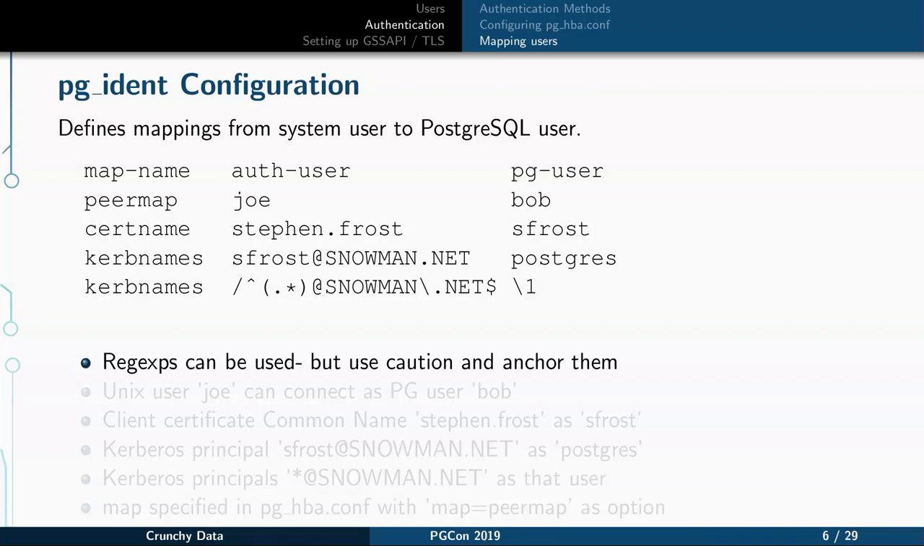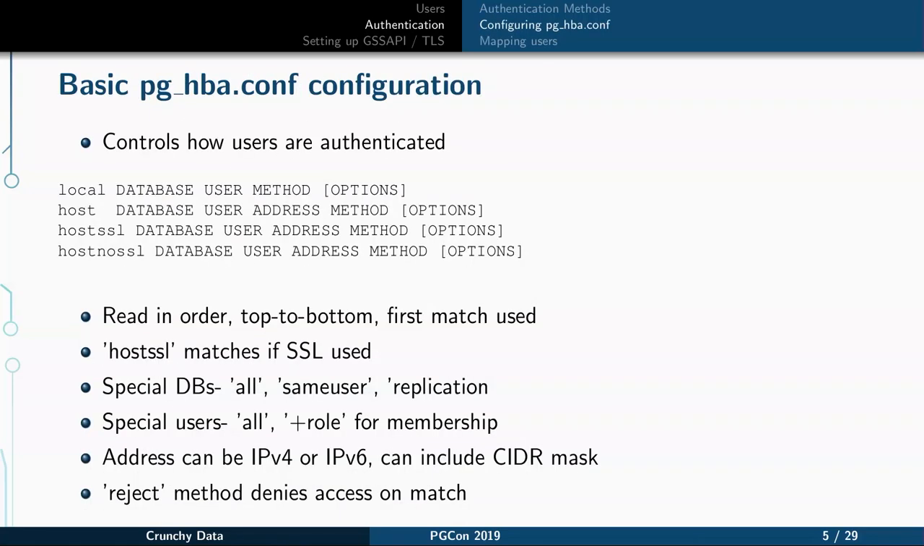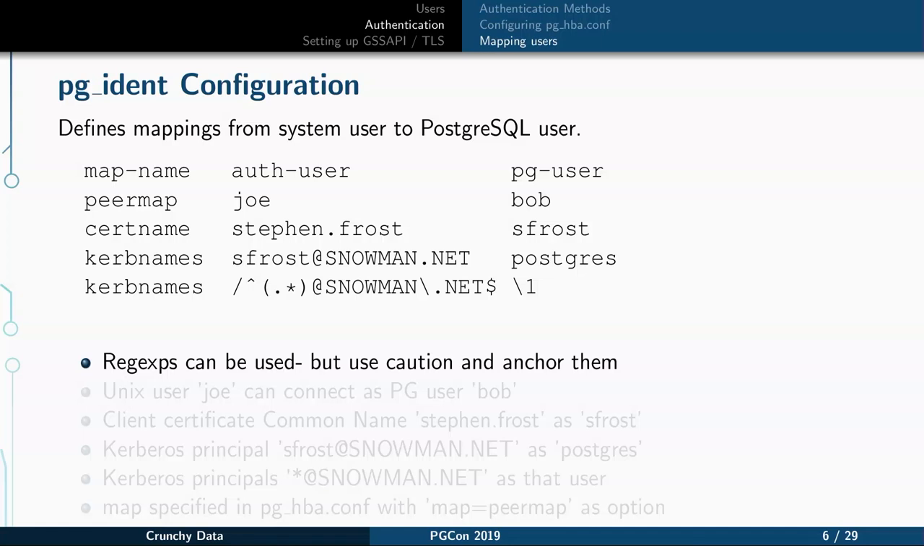So for example, if I'm using peer-based authentication and I want to have Joe be able to authenticate to Postgres and log into Postgres as Bob, right? So Joe is the Unix user here. Bob is the Postgres user. I can just define a mapping, and then in pg_hba.conf, under those options, I can say map equals peermap, and then it'll use this peermap entry to do that mapping.